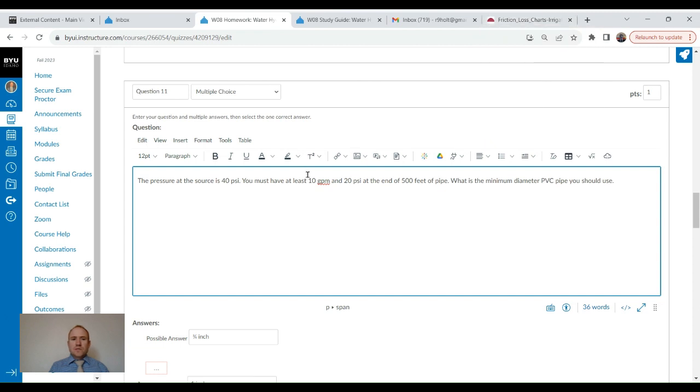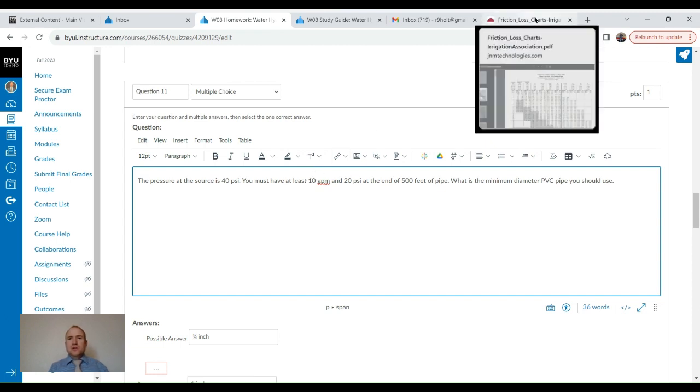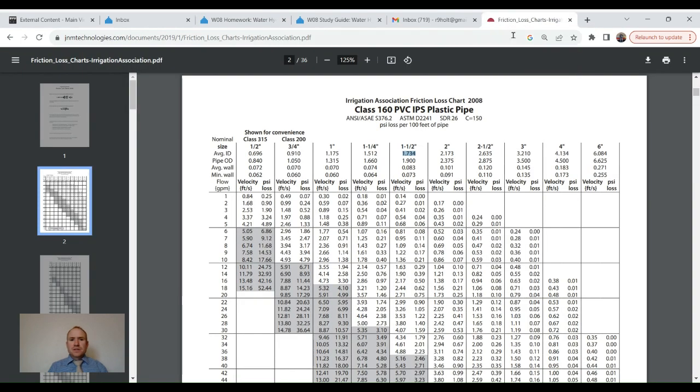Now let's go to the chart and see if we can find a pipe that meets those parameters. So we want to flow 10 gallons a minute, and we want to make sure that our friction loss is less than 4 psi per 100 feet. So let's come here, and again, we'll start finding out our gallons per minute. So we'll go here at 10 and start working our way across. So 3/4 inch pipe, our PSI loss is 4.79. Well, that's going to be a little too much. It's above 4.